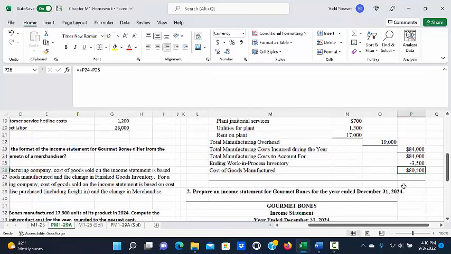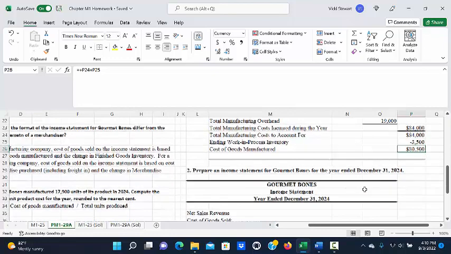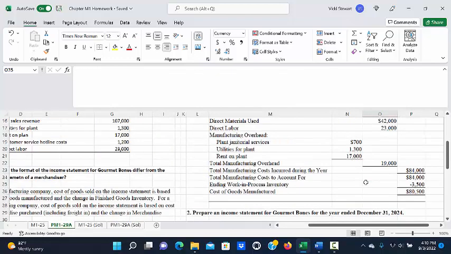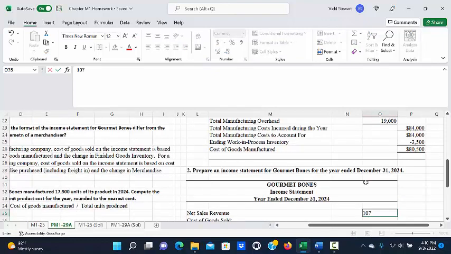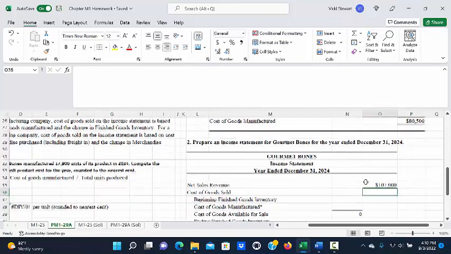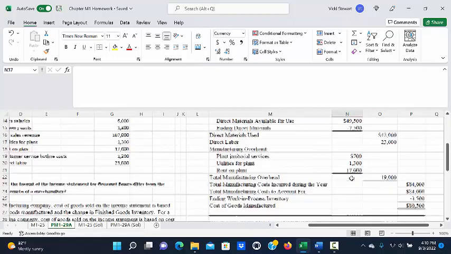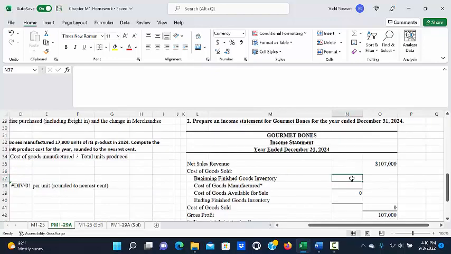$80,500. In Part 2, it asks us to prepare an income statement for Gourmet Bones for the year ended December 31st, 2024. So our income statement is going to start with our net sales revenue, which we were given in the problem as $107,000. Next, we need to calculate cost of goods sold. So to calculate cost of goods sold, we start with beginning finished goods inventory, which the problem stated was 0.